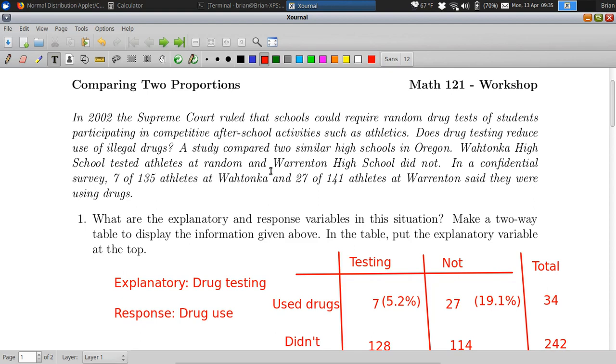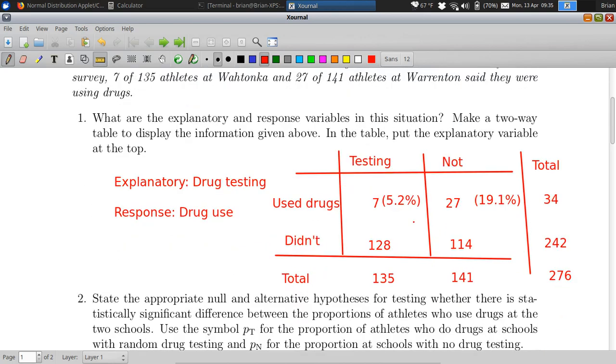It could be that there are other differences between these 2 high schools. All the text here said was that they were similar high schools. I'm not sure that that's good enough to convince me that there weren't other differences, like maybe one school is in a more high crime area, or maybe there's some other demographic differences. I don't know. And because I don't know, I should be worried that that could be a potential confounding variable here.